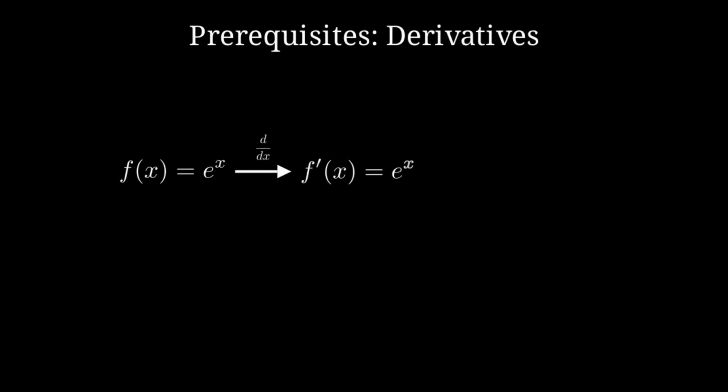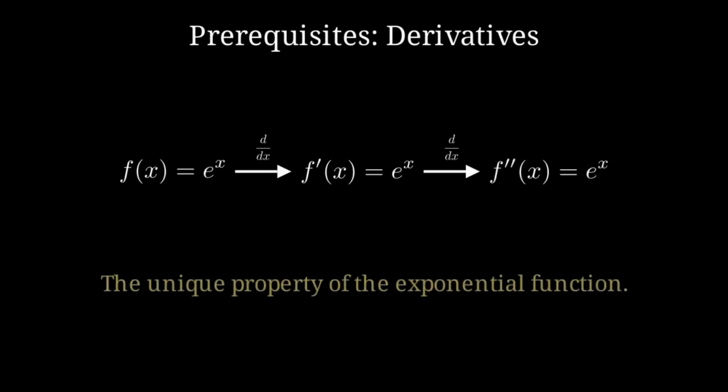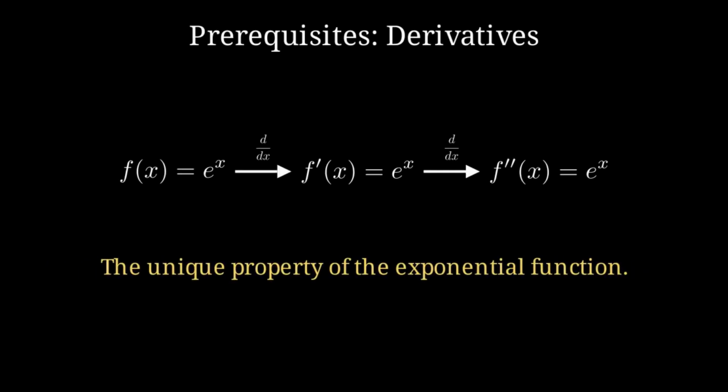Before we build the series, remember the unique property of e to the x: its derivative is always itself. Whether you differentiate it once, twice, or 100 times, the rate of change remains e to the x. This consistency is exactly what makes it the perfect candidate for our first Taylor expansion.